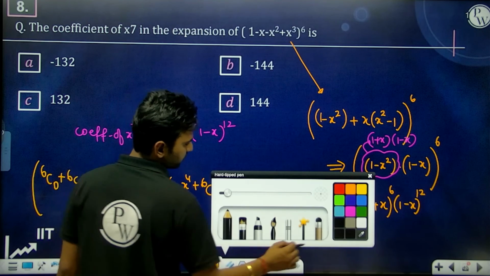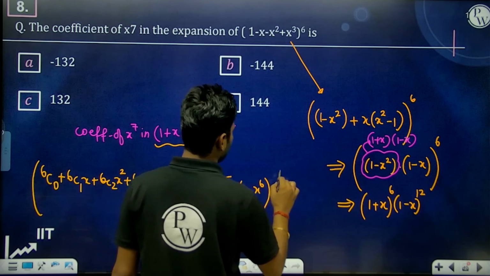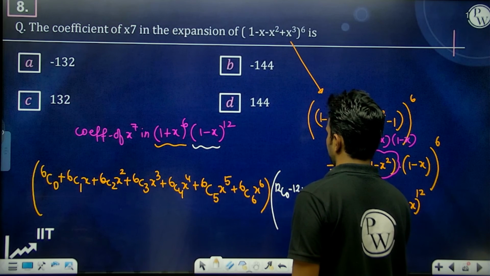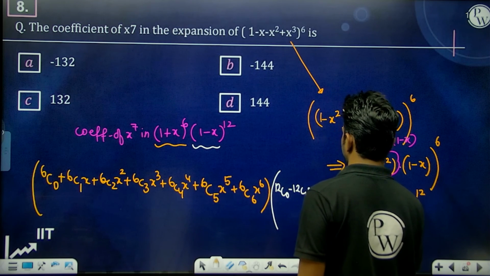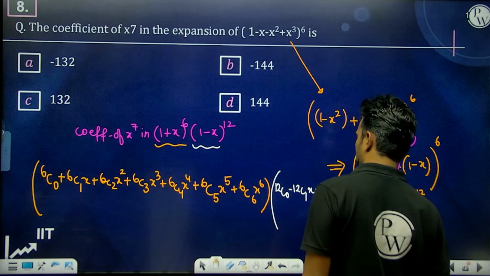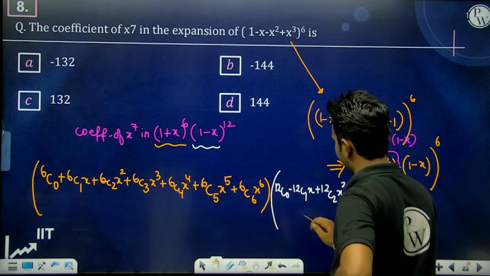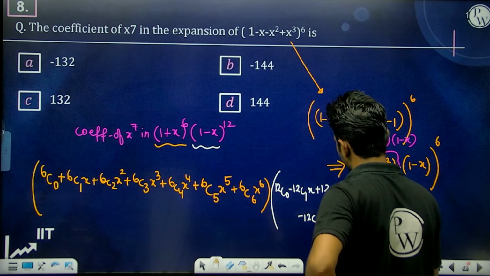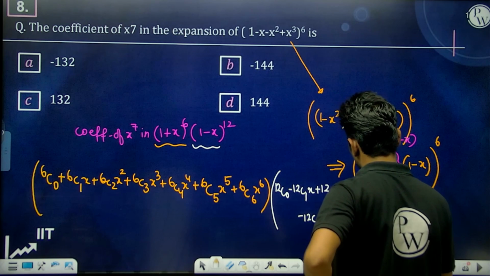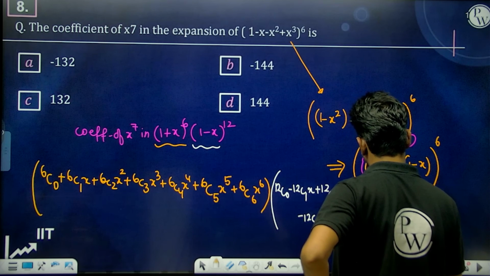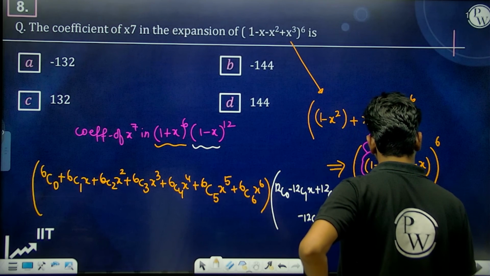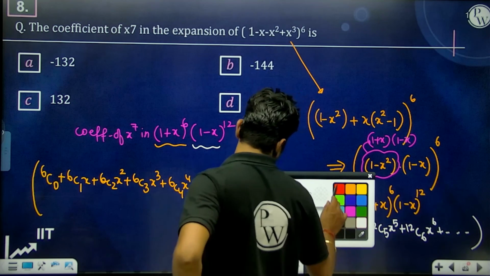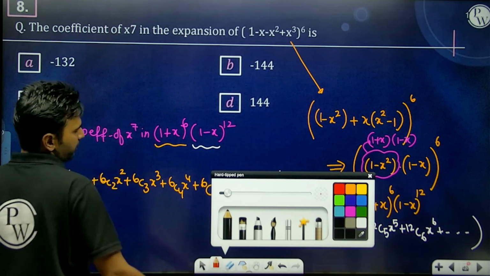Times, over here if you see, it is going to be 12c0 minus 12c1x plus 12c2x square and so on is what you're going to have. Minus 12c3 x to the power 3 plus 12c4 x to the power 4 minus 12c5 x to the power 5 plus 12c6 x to the power 6 and so on. I'm not writing down the other terms. Why? You will get to know. We need to form x to the power 7.